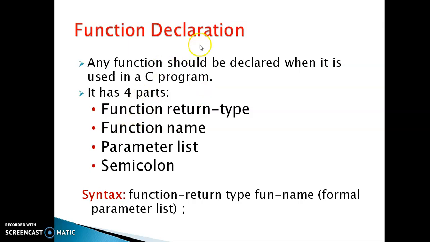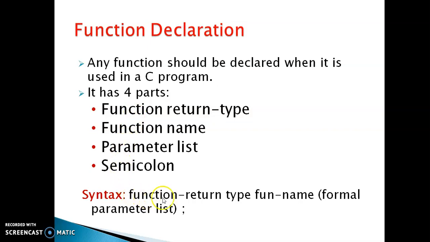Before using the function, we have to declare the function. Of course, it is optional. Function declaration is also known as a function prototype. Any function should be declared when it is used in a C program, and it has 4 parts: function return type, function name, parameter list, followed by the semicolon.